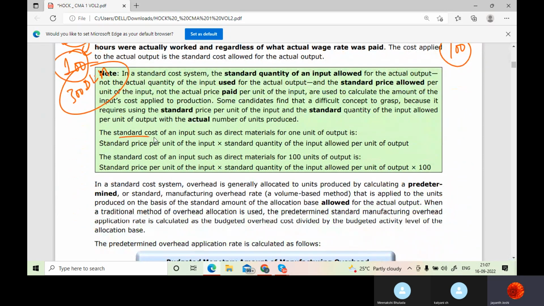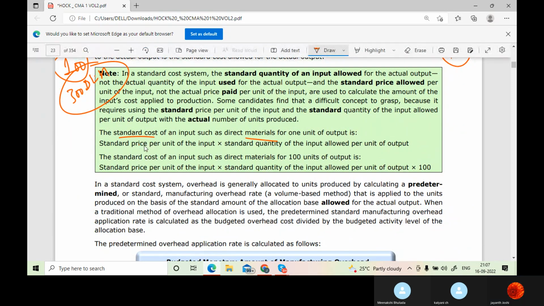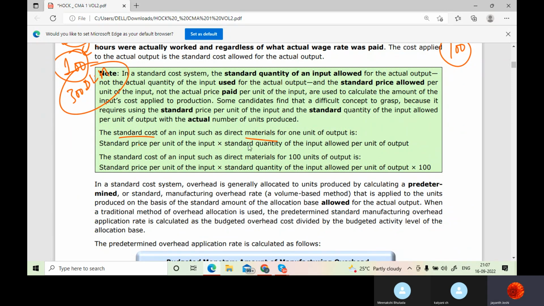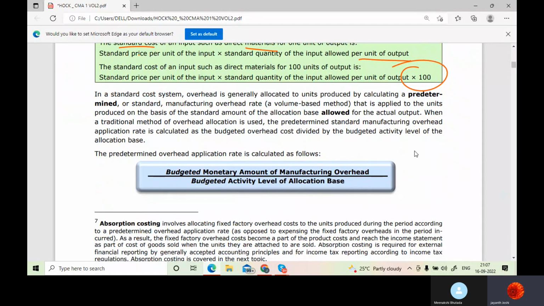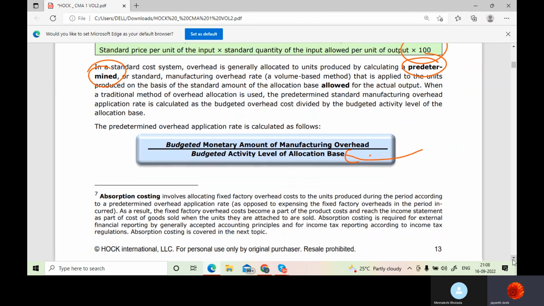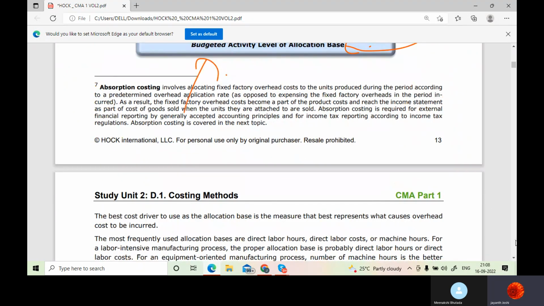So here the things are very clear. The standard cost of an input such as direct material for 1 unit of output is the standard price per unit of input times the standard quantity per unit of output. The standard cost of an input for 100 units of output is nothing but that multiplied by 100, if you have produced 100 units. And overheads, you already know, you have to find predetermined overheads. How will you do that? By taking an allocation base. You divide the overheads by the allocation base to find out the per unit overhead for that particular activity. This is the concept we have taken from absorption costing.